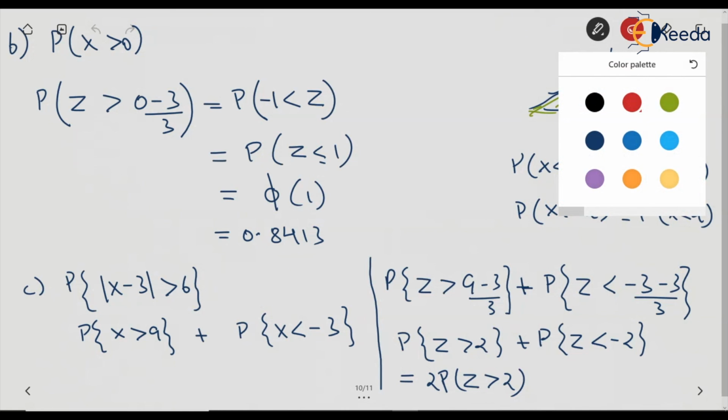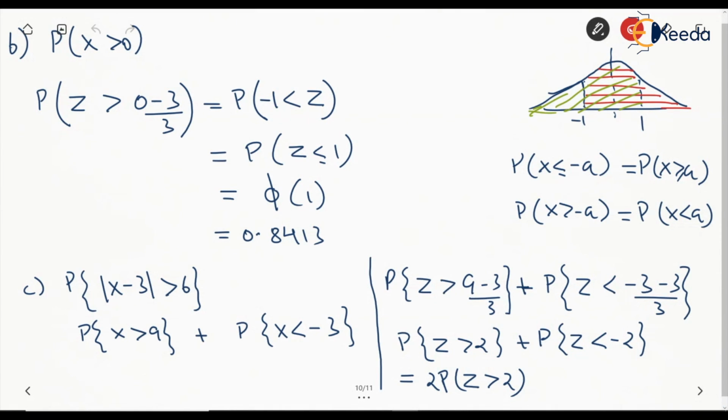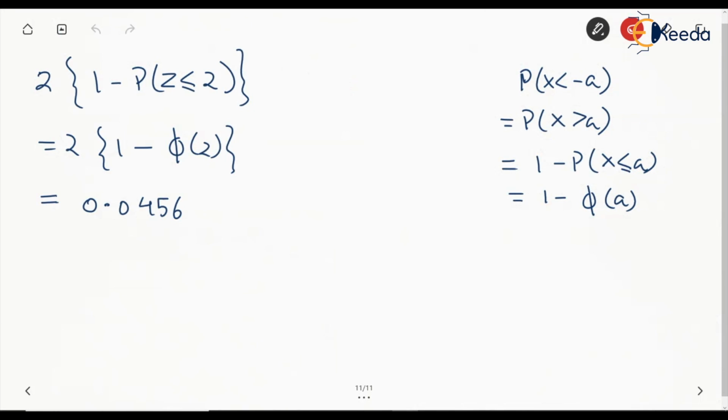Some of the things which we can keep in mind, although if you don't remember also, you can understand this with the graph. Anything less than minus a is same as anything greater than a. Anything greater than minus a is anything less than a. And again, another relation we saw, that less than minus a is same as greater than a, and it is same as 1 minus x less than a, right?